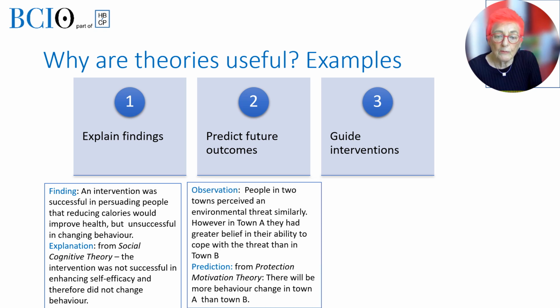Secondly, for example, we have an observation that people in two towns perceived an environmental threat similarly, but in town A they had a greater belief in their ability to cope with the threat than in town B. If we were using protection motivation theory, we predict that there would be more behaviour change in town A than town B. So the theory helped us to go from an observation to a prediction.